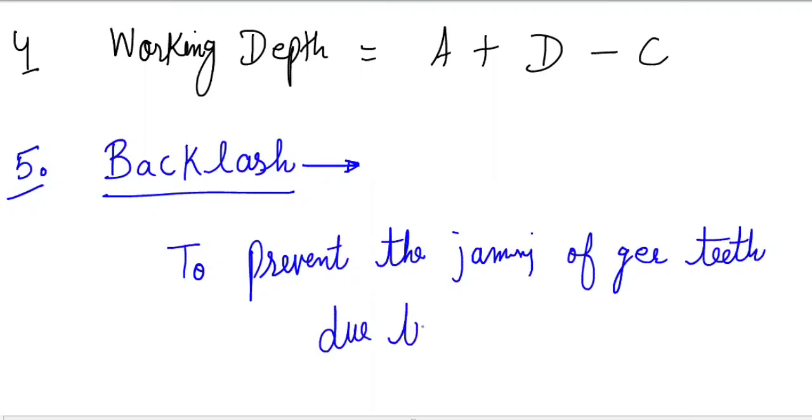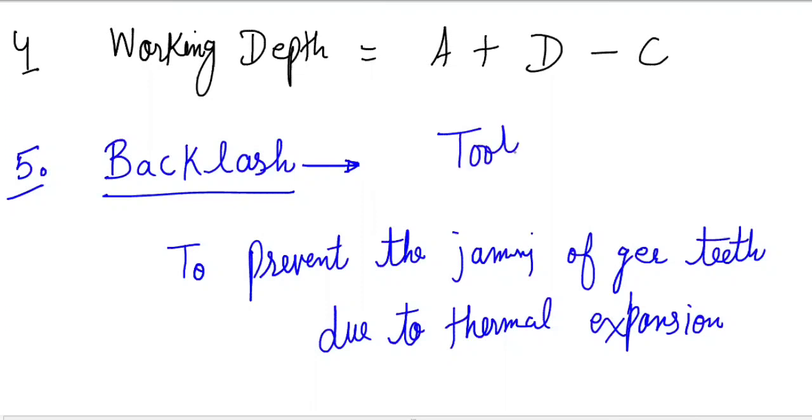Due to thermal expansion, because the teeth are made up of brittle material, you can say cast iron, and other materials are also there. So whenever there is constant motion between them, there is friction, and due to friction there is heat, and they thermally expand. So I can say that to prevent jamming, the tooth space minus tooth thickness, there should be some clearance also.